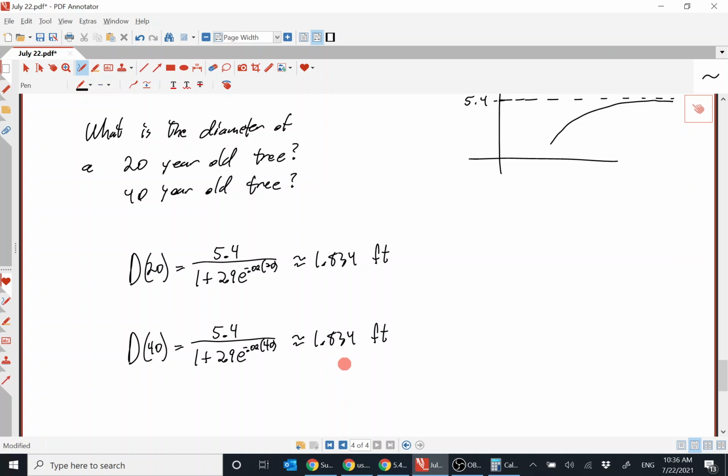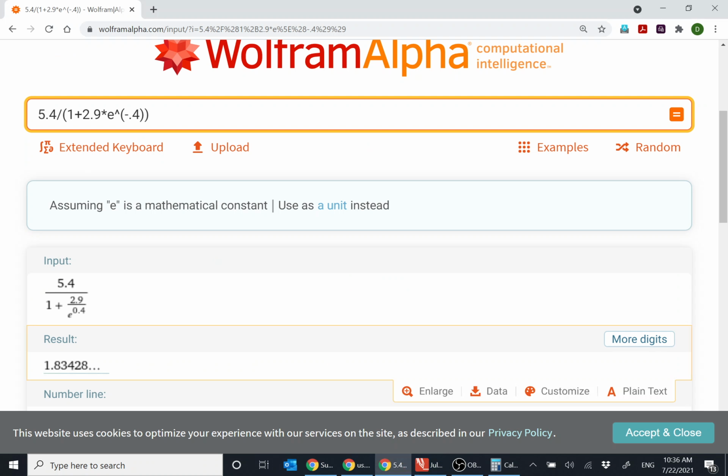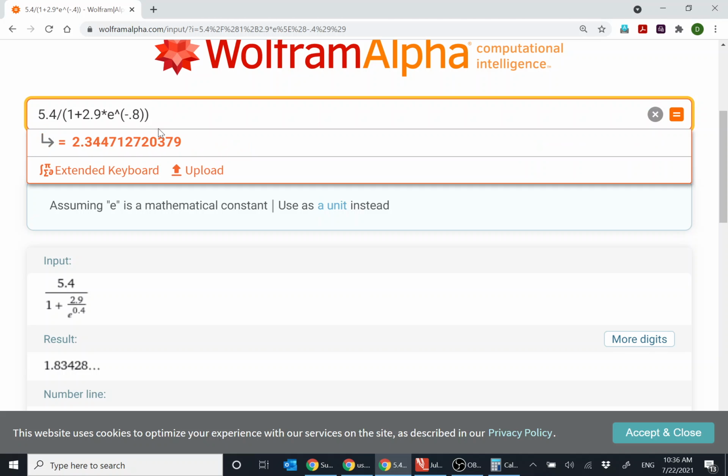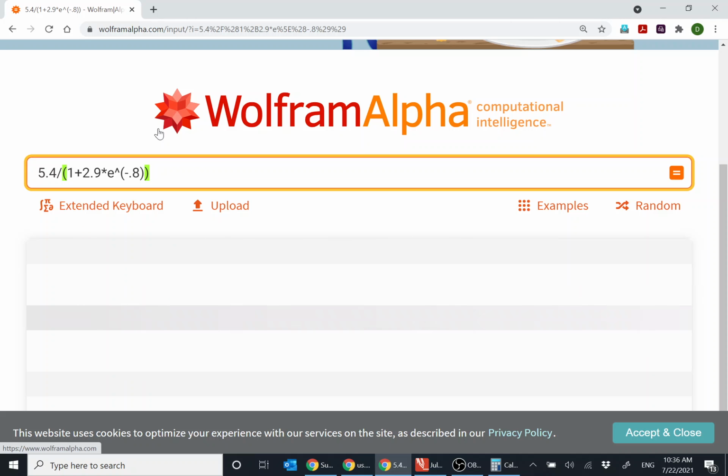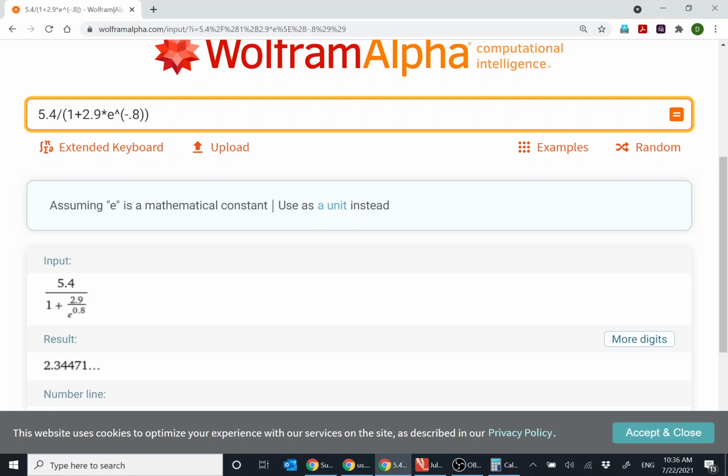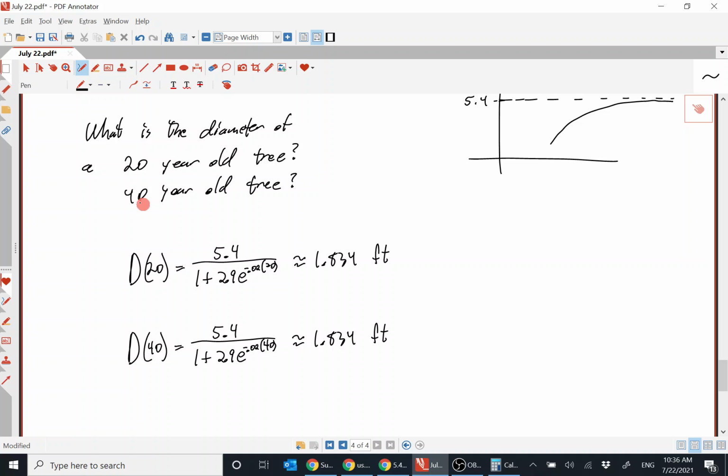So for the 40-year-old tree, for 40, that's going to be a 0.8 there. So 2.344. I was thinking that that might be closer to the 5. Let's do a little bit more than that. Let's say a 100-year-old tree.